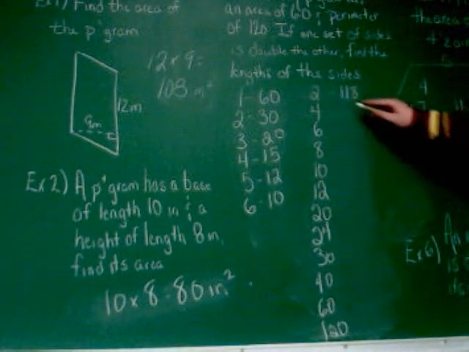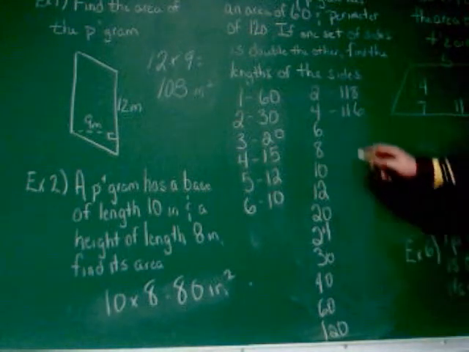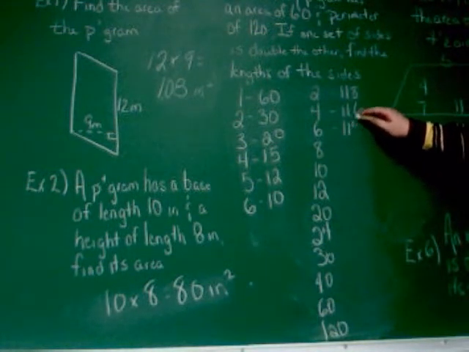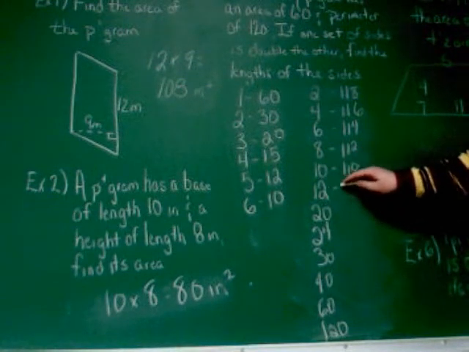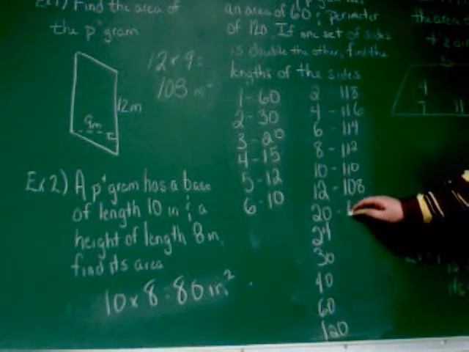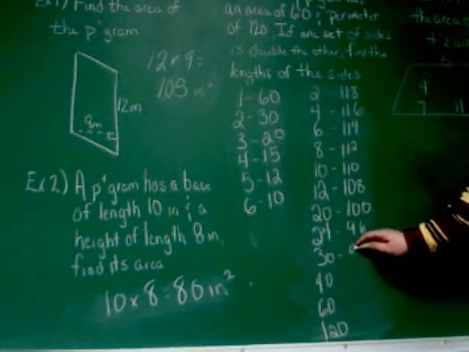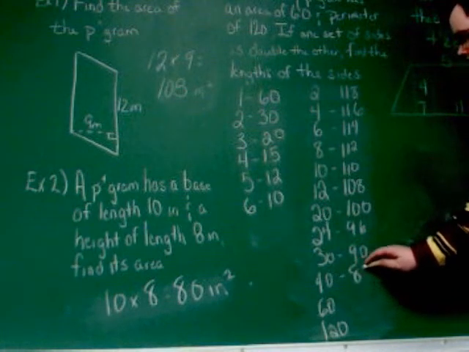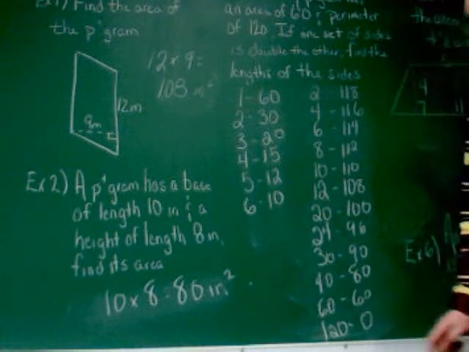It could be 4 and 116. 4 and 116 make 120. It could be 6 and 114, 8 and 112, 10 and 110, 12 and 108. Again, I'm just looking for sets that make 120. 20 and 100, 24 and 96, 30 and 90, 40 and 80, 60 and 60, or 120 and 0.